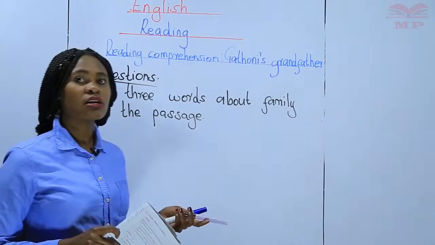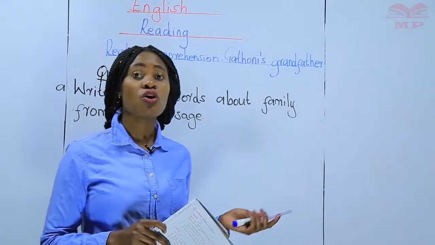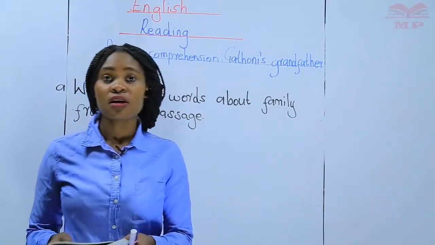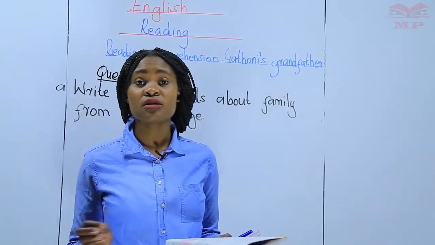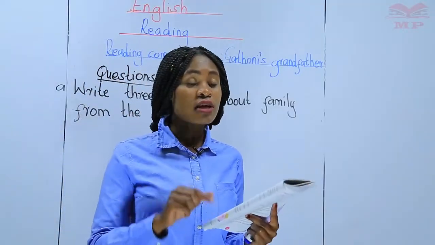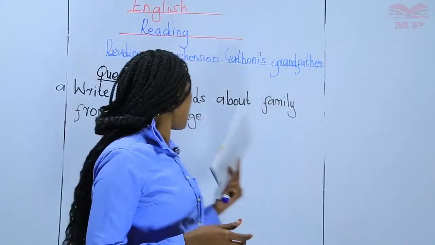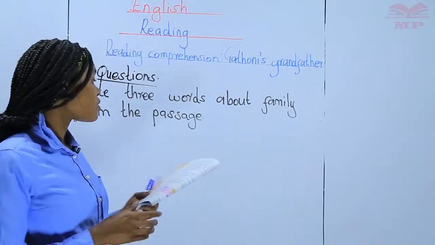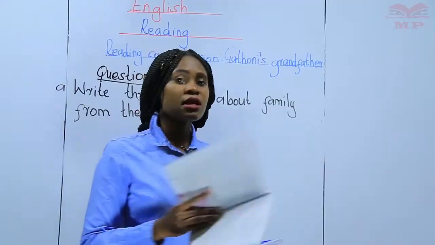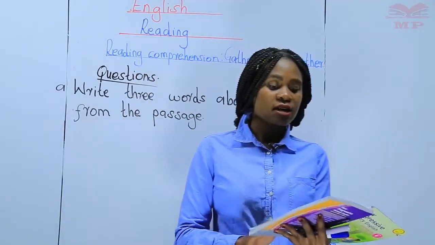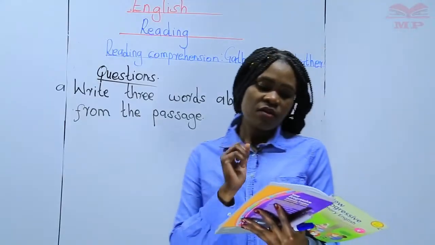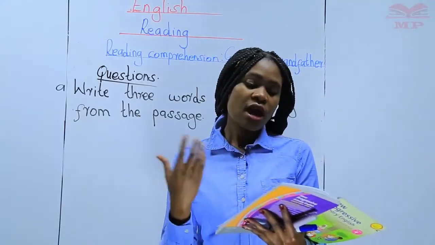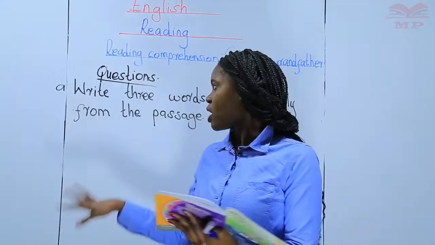The question has already guided you on what you're supposed to do or where you're supposed to get your answers. Remember that questions from a comprehension or a passage, their answers are always in the passage. So you go back to the passage and get 3 words about a family. Now, from our very first paragraph, we are able to get the answers to our question.